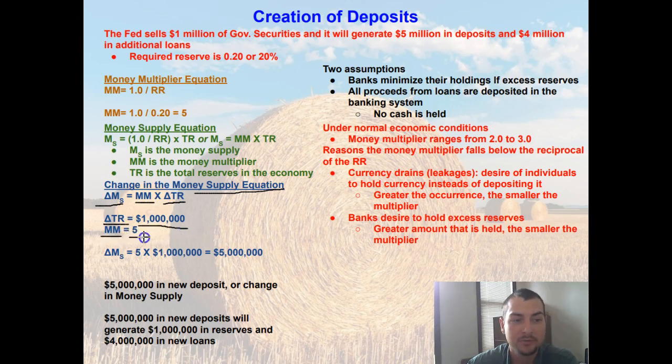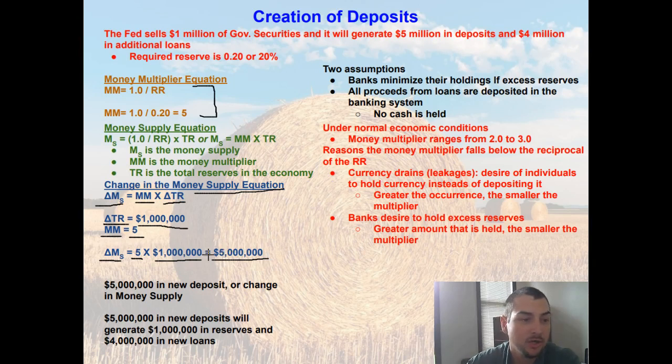Remember, our money multiplier was 5. And we figured that out way up here. So the change in the money supply, therefore, is 5 times $1 million. So we have a $5 million change in the money supply. Well, that's what we talked about on the past several videos, that we had $1 million put in by the Federal Reserve, and it winds up generating $5 million in total deposits.